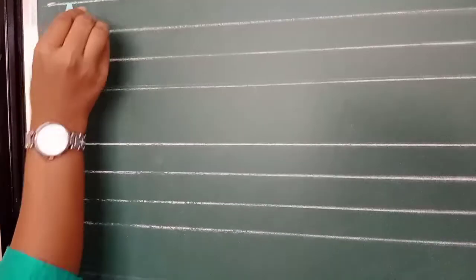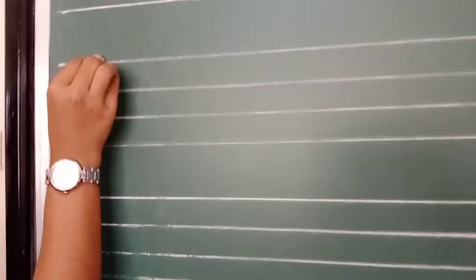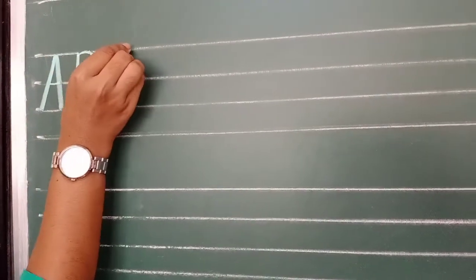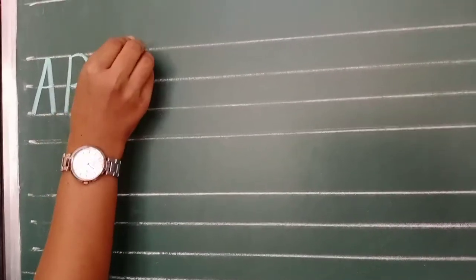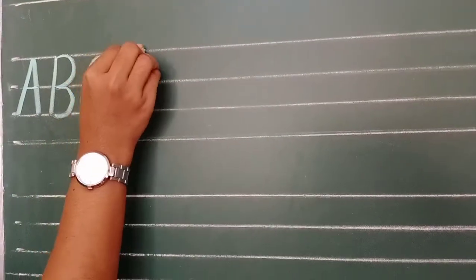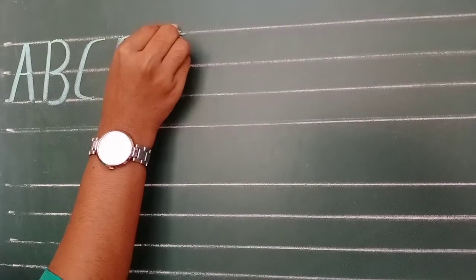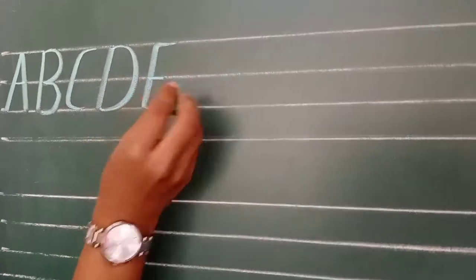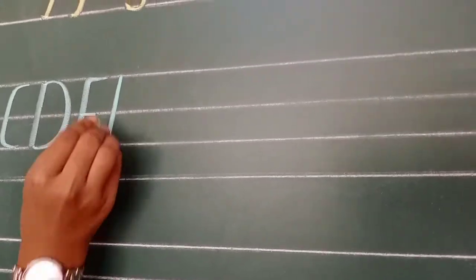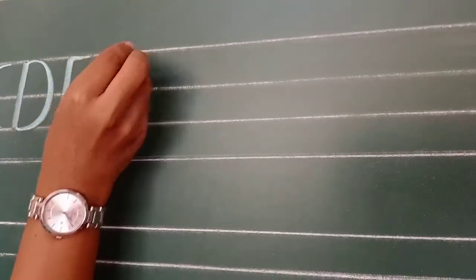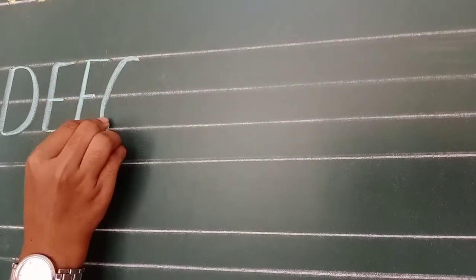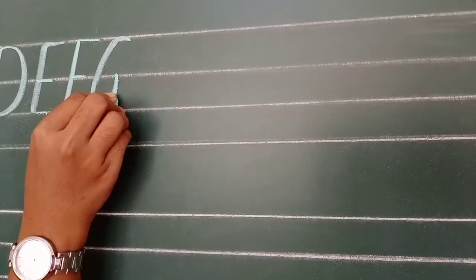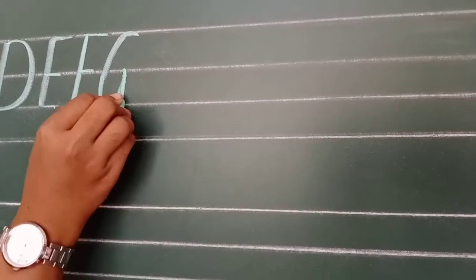A, B, both should be equal. C, D, E. These three lines should be equal. G should be written like this. We have to touch the middle line and again we have to make it till the base line.